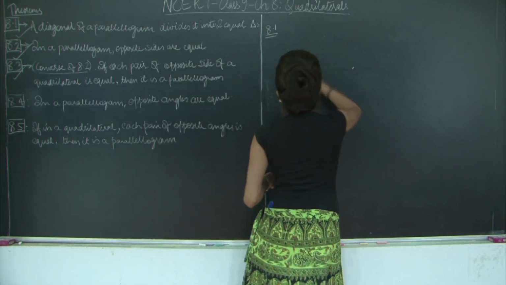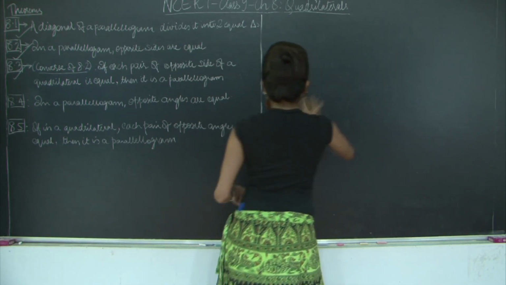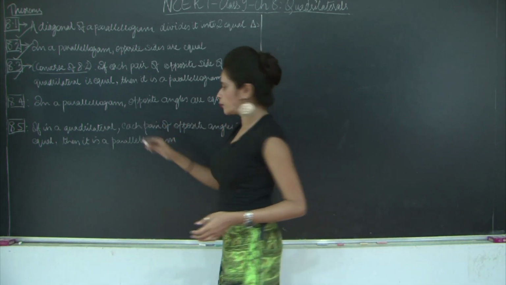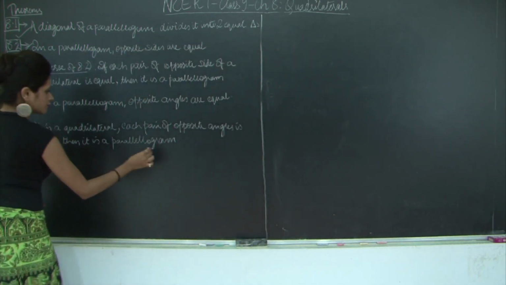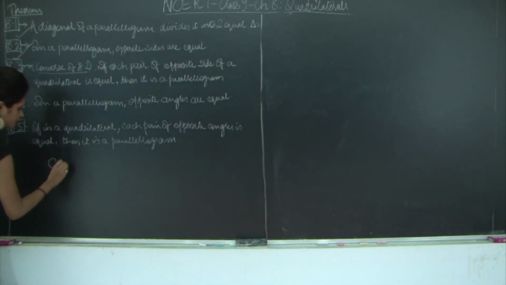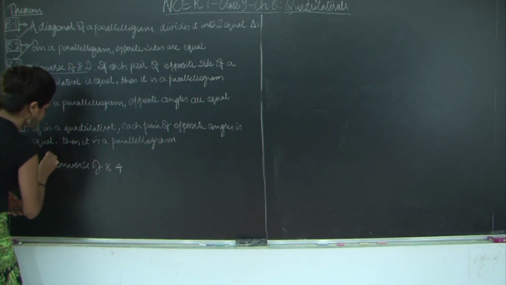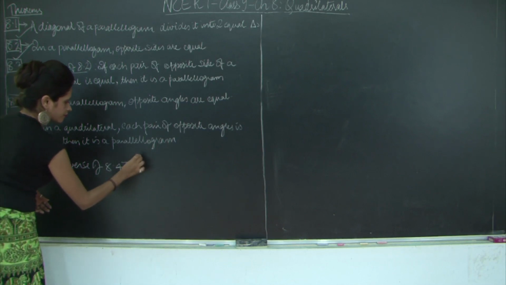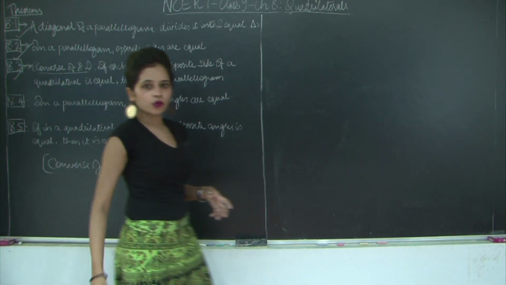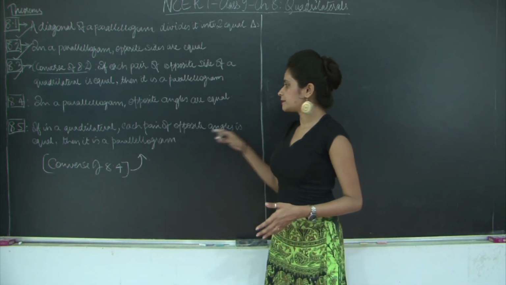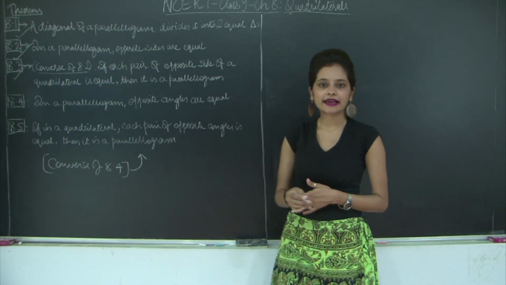Now, the last theorem. This is the converse of theorem 8.4. So, I will just write converse of theorem 8.4. So obviously, what will the converse be? If you have a quadrilateral in which opposite pair of angles are equal, then it is a parallelogram.